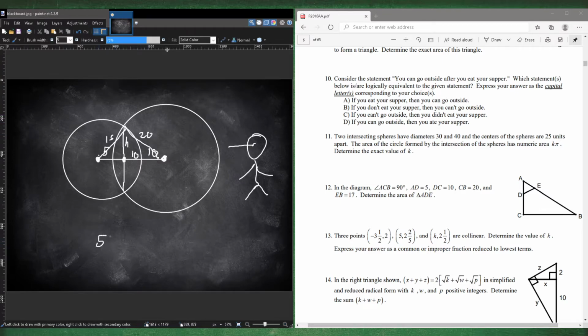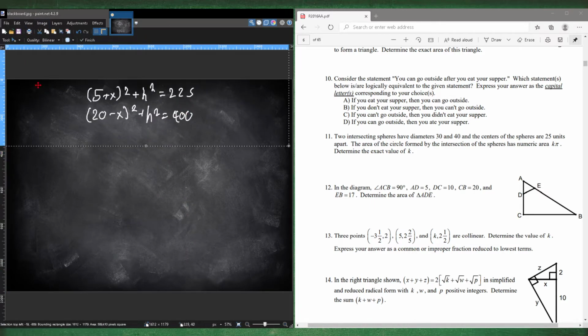So then we have 5 squared plus, and we could call this x. So this is 10 minus x. So that's x squared. So I mean 5 plus x squared, sorry about that. This is just that length plus our height squared, which is also our radius, is equal to 15 squared, which is 225. And then 10 plus 10 minus x, which is 20 minus x squared, plus h squared is equal to 20 squared, which is 400. And now we could just do some math to get our h.